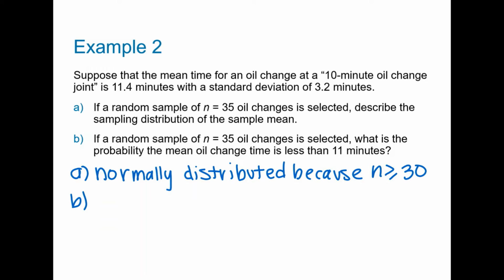The problem is asking us for the probability that the sample mean is less than 11 minutes, so that means we are computing the probability that x bar is less than 11. We already determined that the distribution of the sample mean is normally distributed, so now we can compute mu of x bar and sigma of x bar. Mu of x bar is equal to mu, and we were told that the mean is 11.4 minutes, so mu of x bar is equal to 11.4.